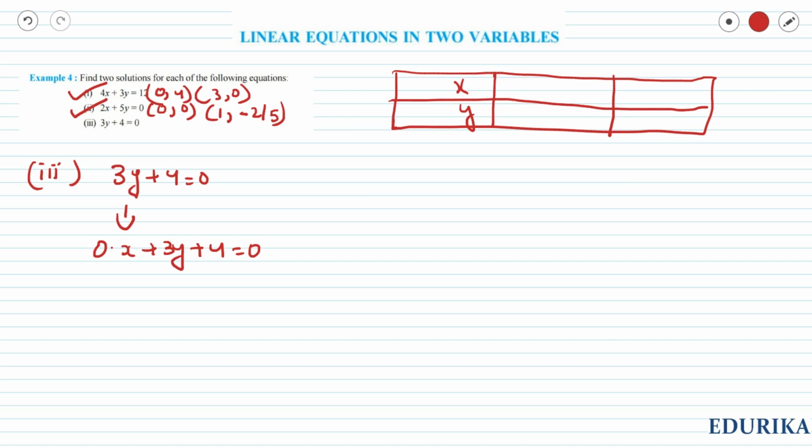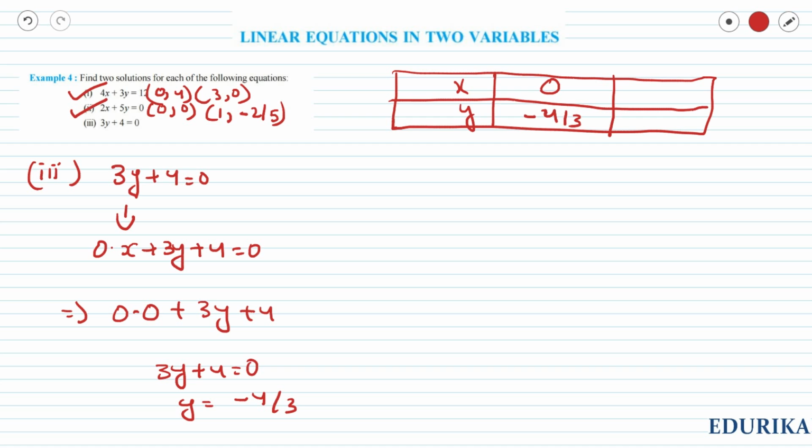Since x is getting multiplied with 0, for any value of x, if you keep the value of x as 1, 2, 3, 4, 5, anything, ultimately you'll get 0, right? Because anything multiplied with 0 is 0. So if you keep x as 0, this equation becomes 0 into 0 plus 3y plus 4. So 3y plus 4 is equal to 0, y is equal to minus 4 by 3, right? 0 comma minus 4 by 3. This is the first solution, that is 0 comma minus 4 by 3.